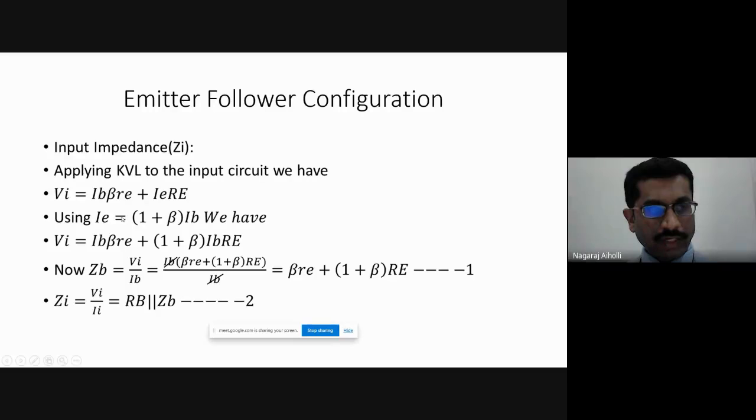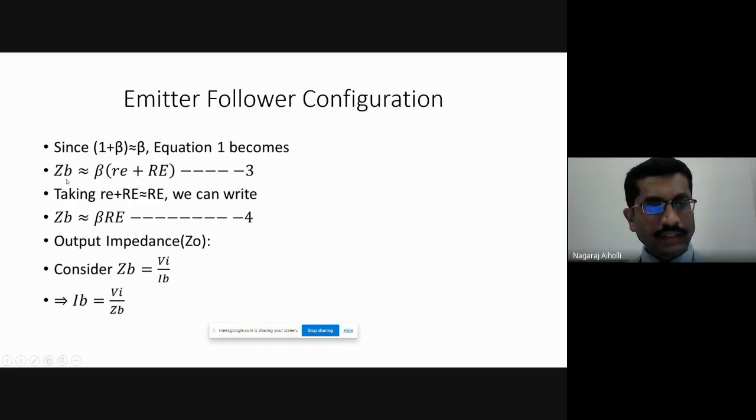Here we are finding the value of Zi. To find the value of Zi, we are applying the input voltage. We write the equation for input voltage Vi, and then we get the equation for Zb first. Zb is given by beta into small re plus (1 plus beta) into capital RE. Remember this equation. Then Zi is Rb parallel Zb. Input impedance Zi is Rb parallel Zb. Remember this equation. Then Zb is further simplified as beta into capital RE only.